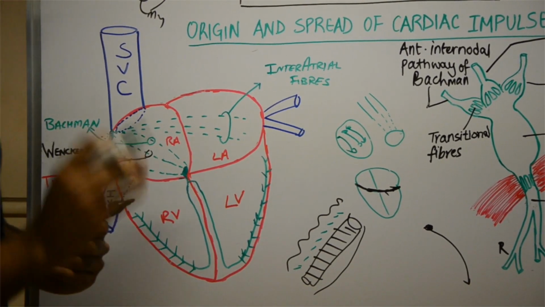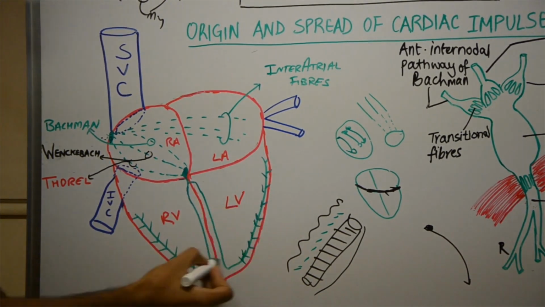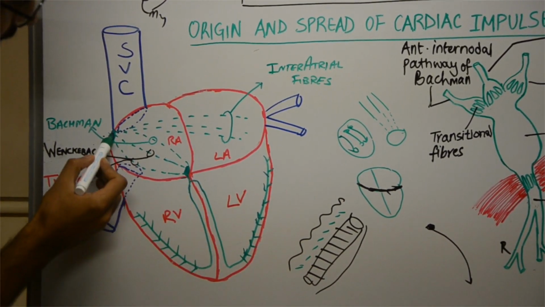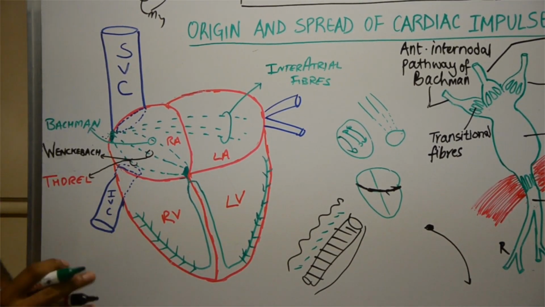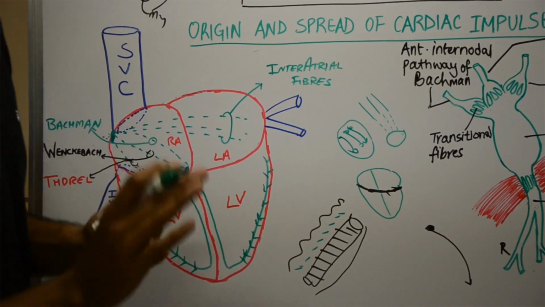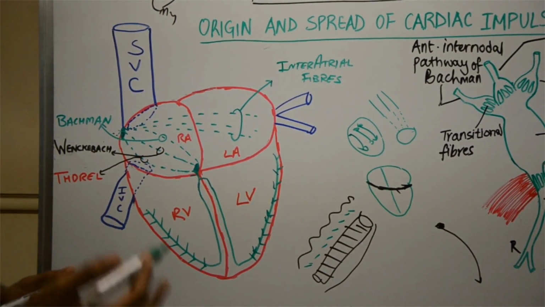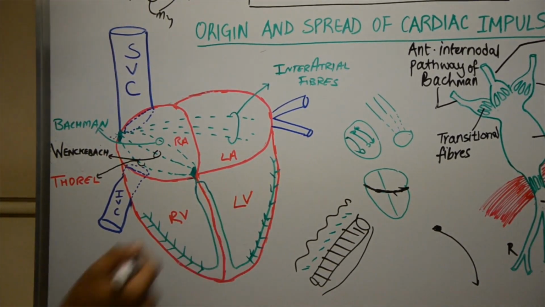So the question comes here, why is the SA node considered the pacemaker? Why not others? Why does the heart beat only according to the rhythm generated in the SA node? Why doesn't the heart beat according to the AV node or according to the Purkinje fibers? The reason is very simple. The reason is that the SA node generates impulses at a higher rate, or faster, compared to the AV node and Purkinje fibers.